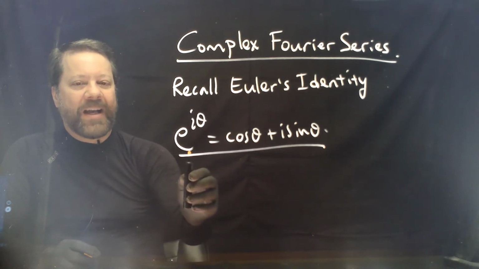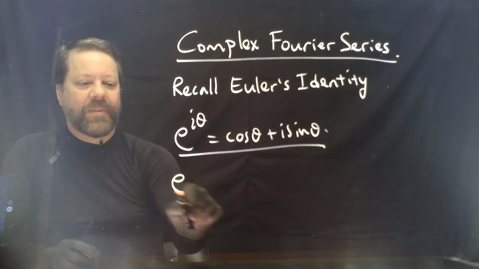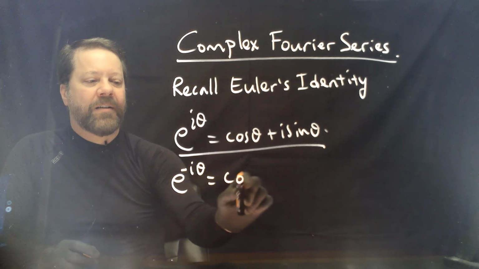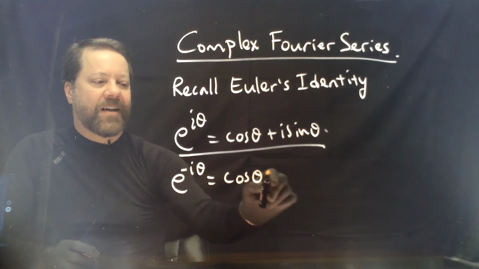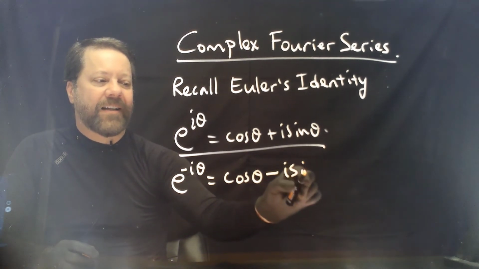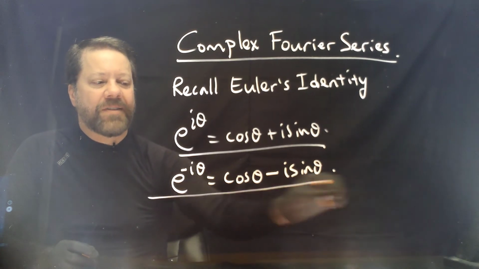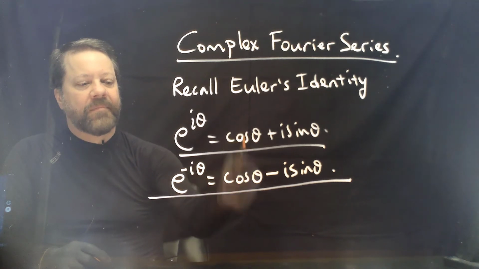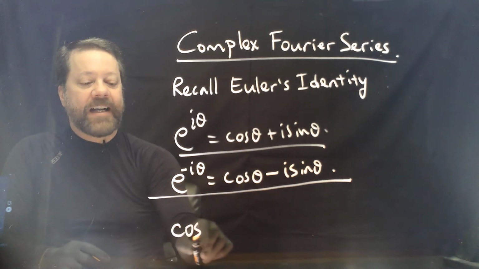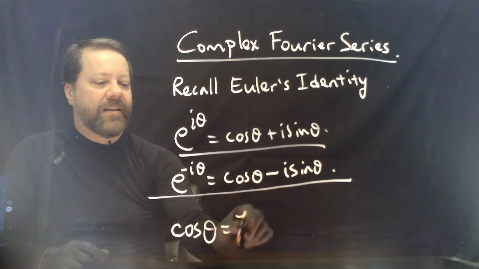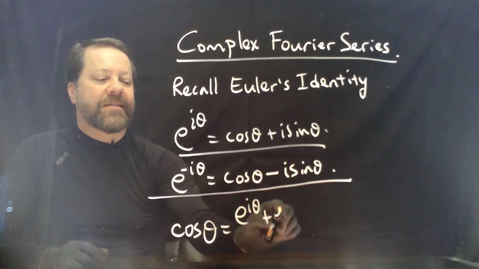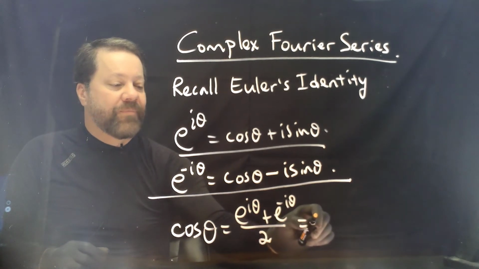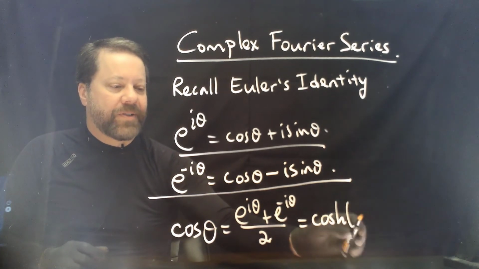However, I'd like to point out something that follows from this. E to the negative i theta, because cosine is even, will be cosine theta, and because sine is odd, we get minus i sine theta, which allows us then to combine these. If I add them, I can derive the identity that cosine theta is e to the i theta plus e to the minus i theta divided by 2, which, by the way, is the hyperbolic cosine of i theta.